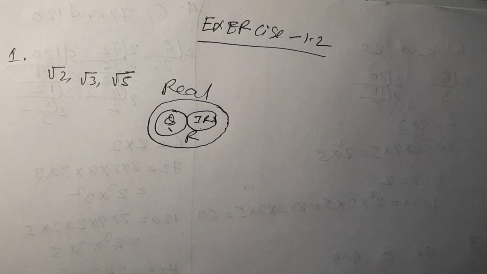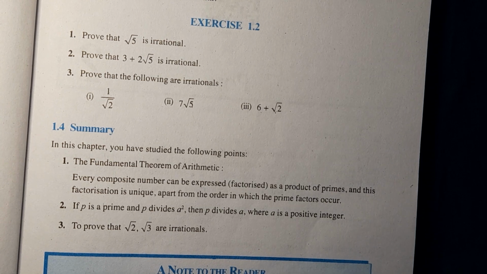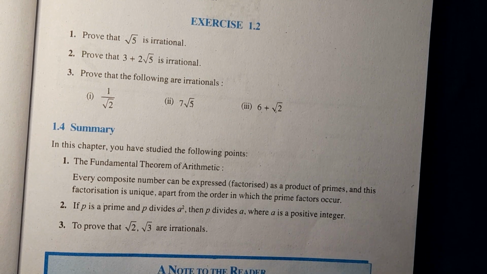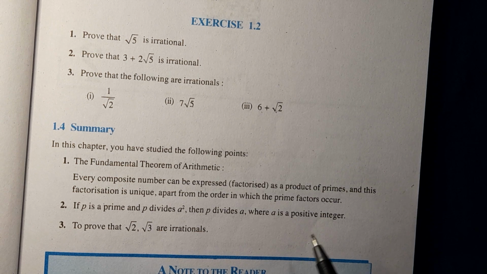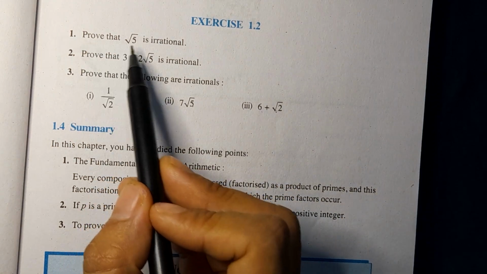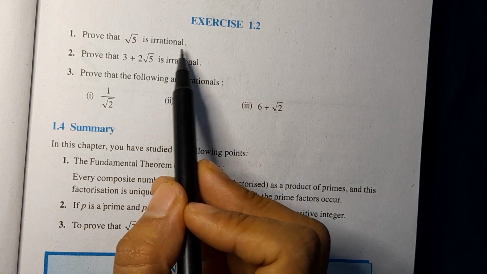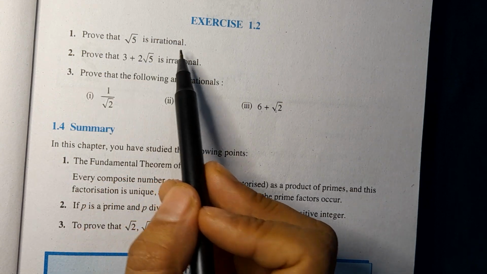First I'll solve the exercise, and after that I'll solve the example also, because in NCERT each and every question is important. Exercise as well as example, all are different. So first, prove that root 5 is an irrational number.